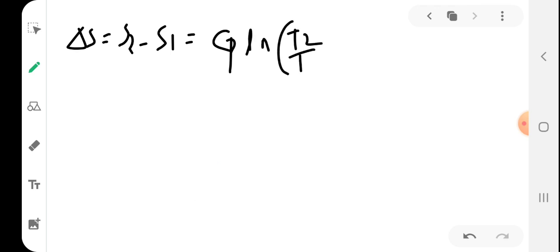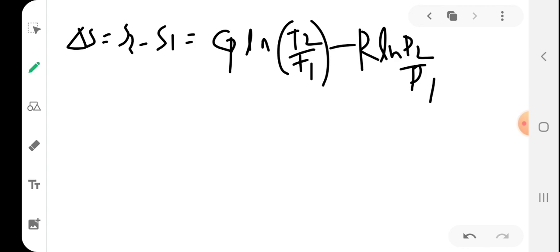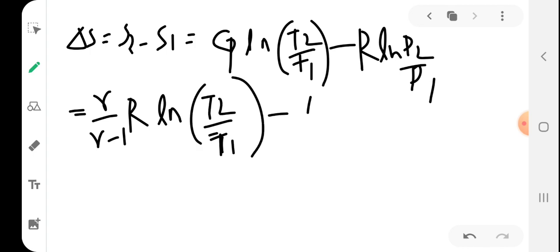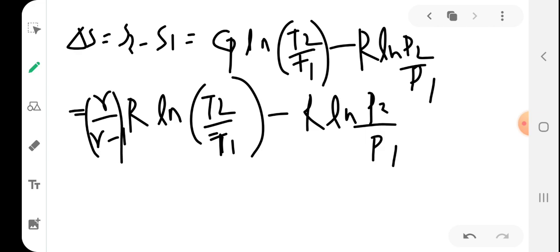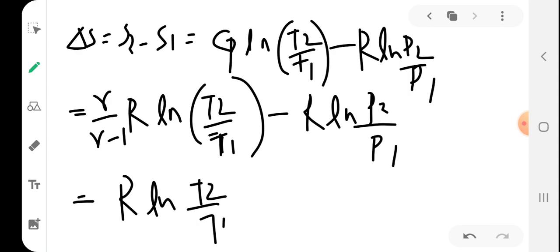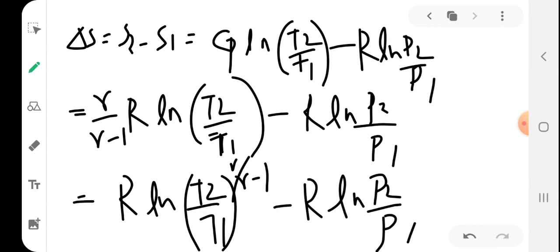Now, the general equation for delta S equal to S2 minus S1 can be written as Cp log T2 by T1 minus R log P2 by P1. You might have learned this in thermodynamics. So this is the general equation. Suppose I am writing Cp as gamma by gamma minus 1 R: R log T2 by T1 minus R log P2 by P1. And if I take gamma by gamma minus 1 inside the log, it will become R log (T2 by T1) raised to gamma by gamma minus 1, minus R log P2 by P1, right? So R can be taken outside.